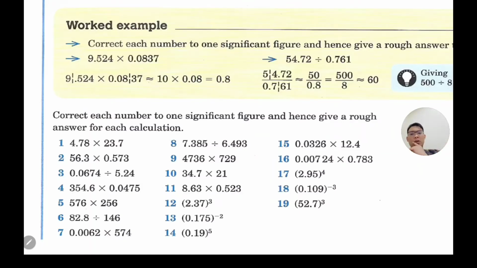Now let's try to answer some questions here. Let's try number 2. All right, here.